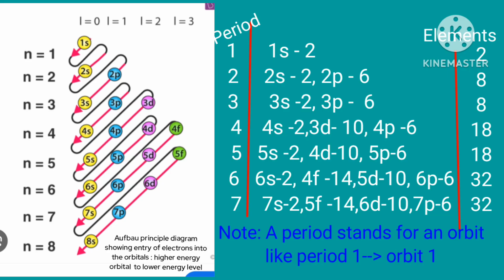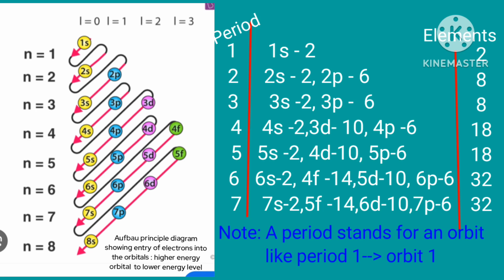From 6s it goes to 4f, then to 5d, 6p, 7s, and from 7s it goes to 5f, 6d, 7p, and 8s. That means electrons get filled in this order. So whenever the orbit changes, the period changes. That is, a period stands for an orbit, like period 1 stands for orbit 1.